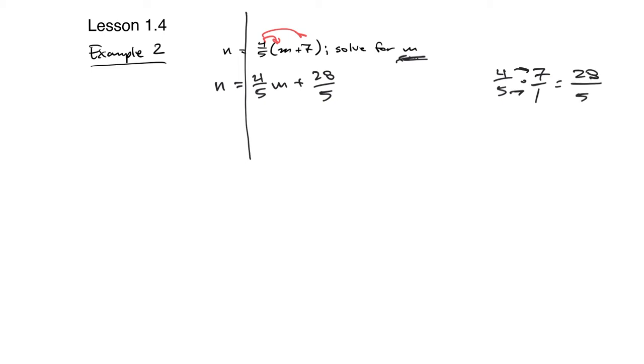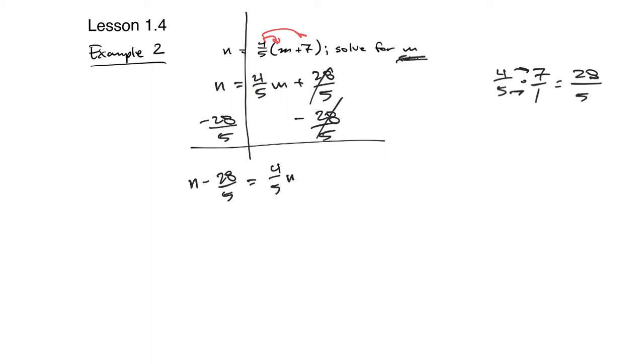Okay. I need to get the m by itself, so I'm going to subtract my fraction from both sides. Okay. This goes away, and I get n minus 28 over 5 equals 4/5 m. This is the tricky part. Let's do this in one step. If I have a fraction that's being multiplied by my variable, I can multiply by the reciprocal. Multiply both sides by the reciprocal. What's important is I have to multiply everything on both sides. So notice I wrote parentheses around n minus 28 fifths. These guys cancel, and I'm left with just one m.